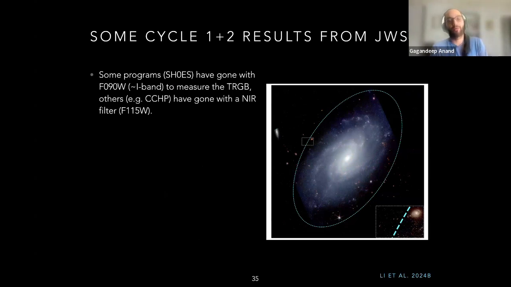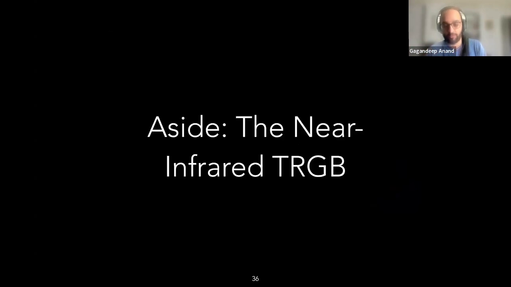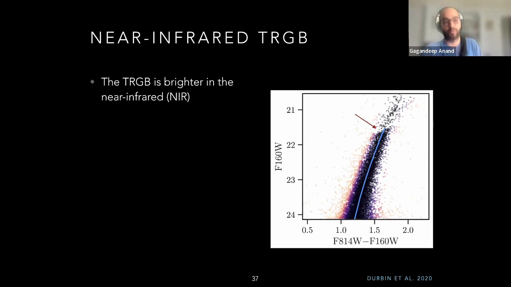that is that some programs with JWST, for example, the SHOES team, have gone to effectively measure what is the I-band TRGB. So that is the sort of transition between optical and near infrared. Others, like the Carnegie Chicago Hubble program, have chosen to go with a near infrared filter, F115, which is a little redder in color. And so my aside for now is, okay, what's going on with the near infrared TRGB? And why would you want to go there in the first place?